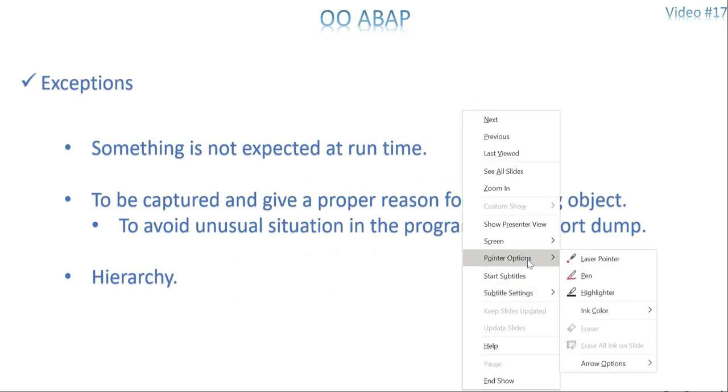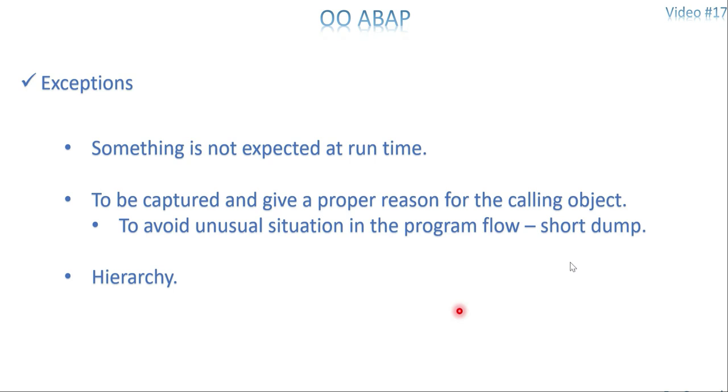Now, normally, when there is an exception, we have seen a short dump. It means something was not expected at runtime, because if there is any compile time error, you will get a syntax error, and those things are captured at compile time itself. What is not captured depends mostly on the value we receive being unexpected at the runtime of the program or application. Then obviously it will raise an exception.